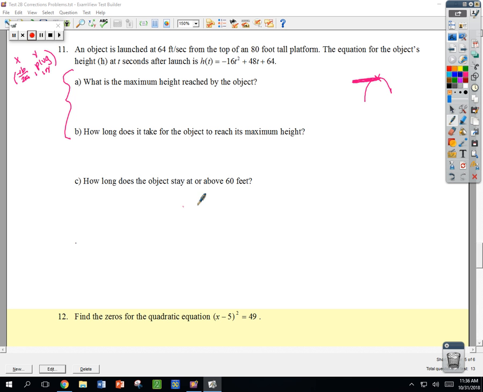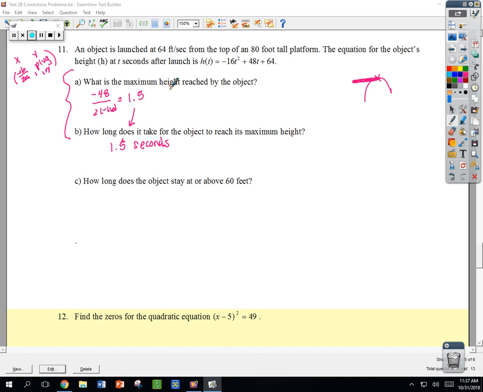Okay, so I would do opposite b over 2 times a, which gives me 1.5. That's how many seconds. So I can go ahead and answer this question because how long it takes will be the seconds. So this is how long it takes to get to that maximum height, 1.5 seconds.